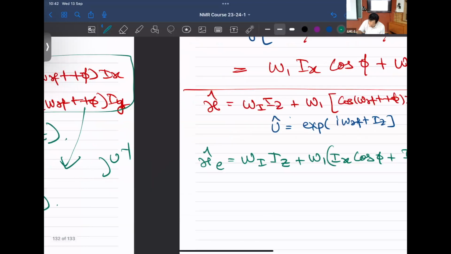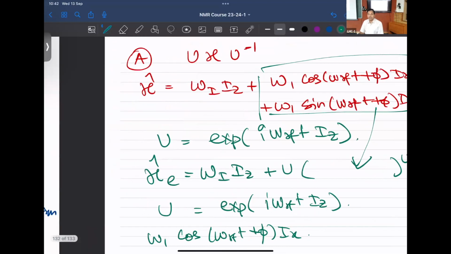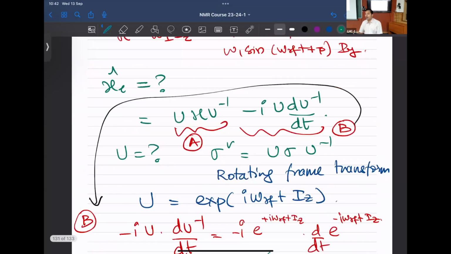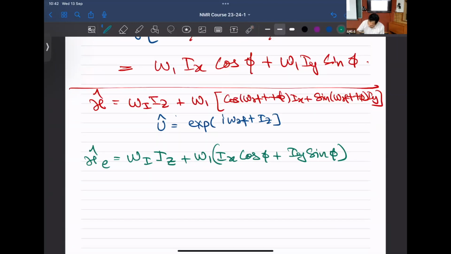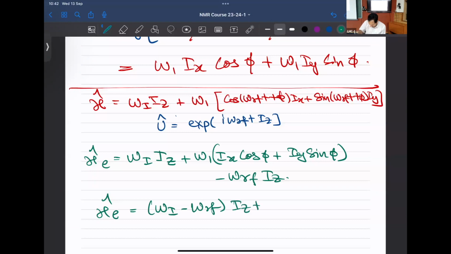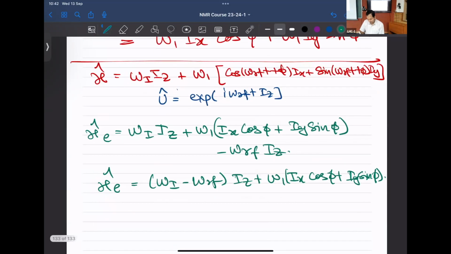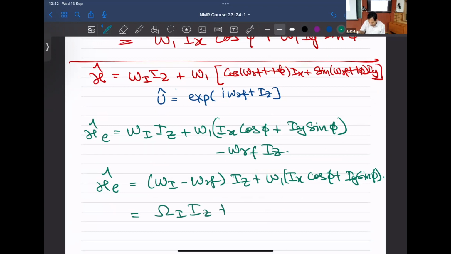Don't ever forget there was a third part which we evaluated to start with, which was nothing but minus omega r Iz. Correct? So therefore, what comes up? Minus omega r Iz. Now, if you look at the transformed Hamiltonian, that's nothing but omega minus omega r times Iz plus omega 1 Ix cos phi plus Iy sin phi, which is nothing but capital omega Iz plus omega 1 Ix cos phi plus Iy sin phi.